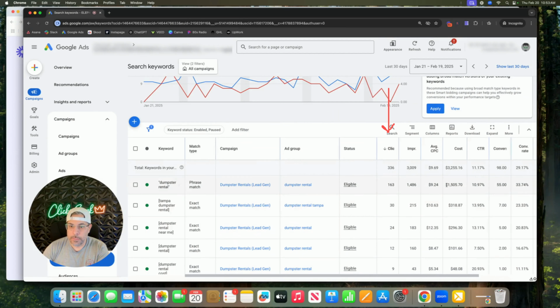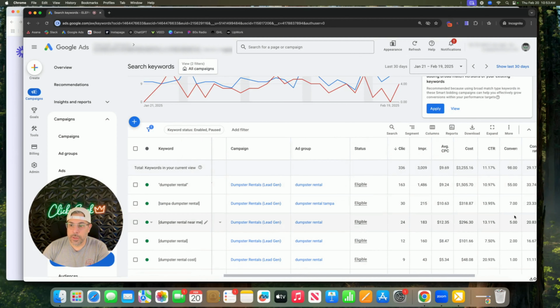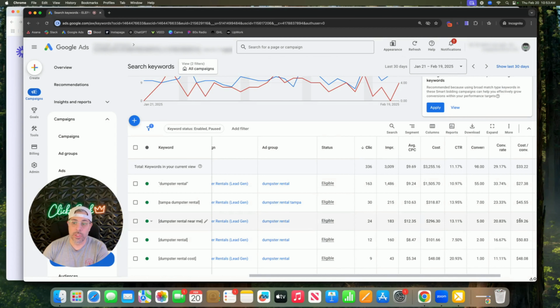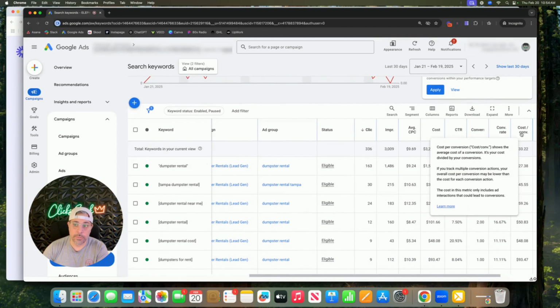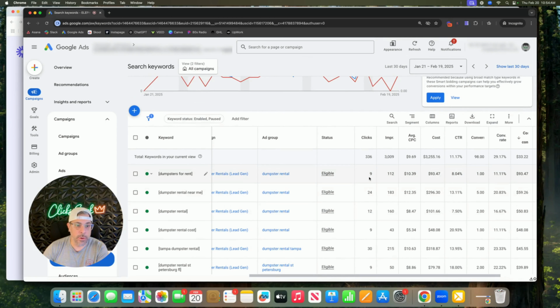Let's expand here. Okay. So go by conversions, right? So this looks good. These conversions look good. Conversion rate looks good. I don't see anything that sticks out to me that's like, holy shit, that's a really high CPL that needs to be paused. And to further do that, we can just click on cost per conversion. It will put the highest one first. So here's one right here. $93 for a lead, 1 out of 9 conversions, right?